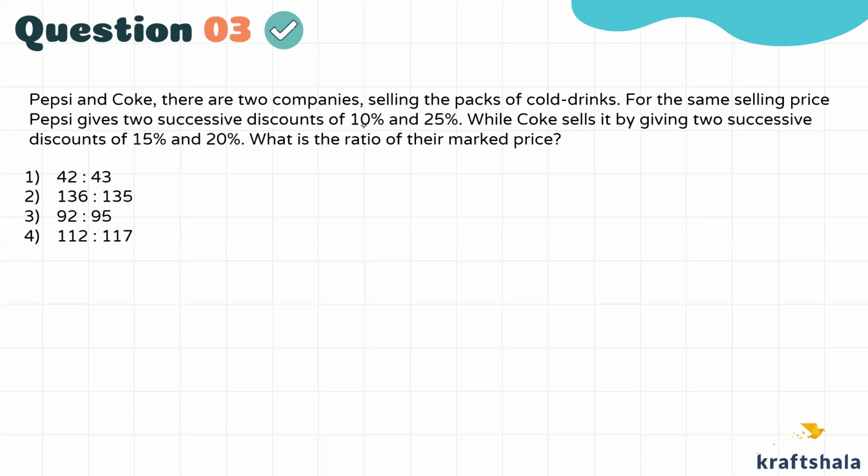All right, let's try. So Pepsi and Coke, there are two companies selling the packs of cold drinks for the same SP. Pepsi gives two successive discounts, and Coke also gives two successive. What is the ratio? Pretty interesting question. So the SPs are same. So SP of Pepsi is equal to SP of Coke, right?